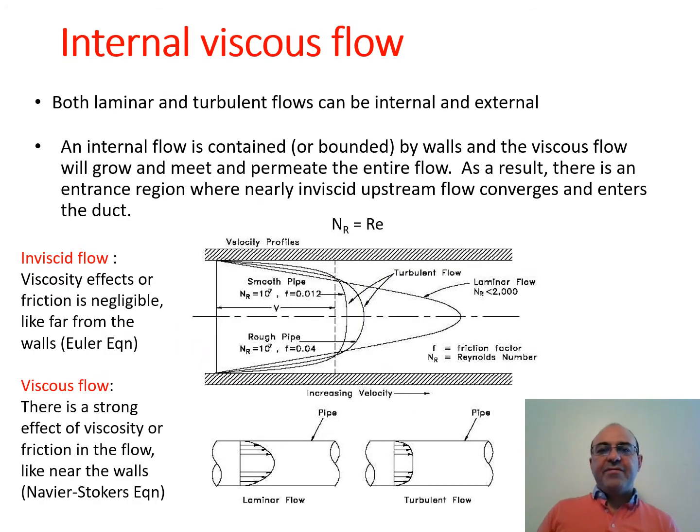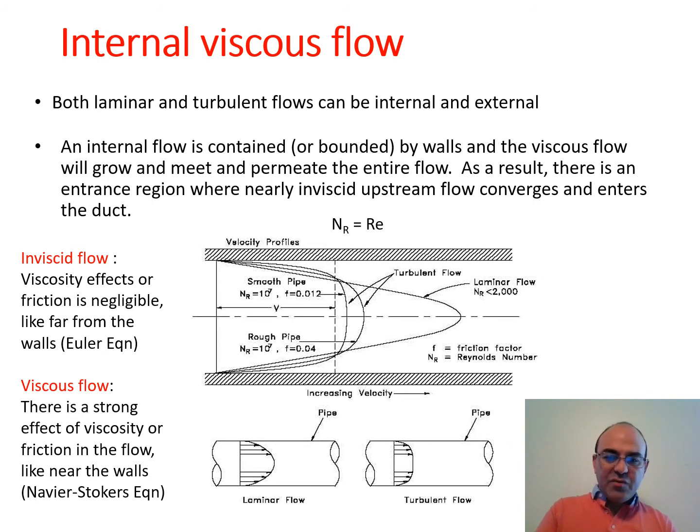All right, so a flow, either viscous or inviscid, could be internal or external. Internal flow occurs in the case of flows in a pipe or in a duct. External flows are flows over an object such as a sphere, a wing, or an aircraft and so on.